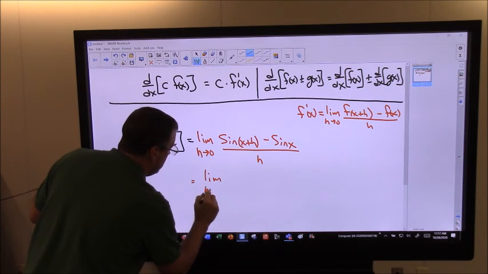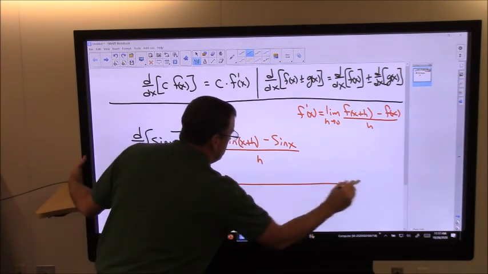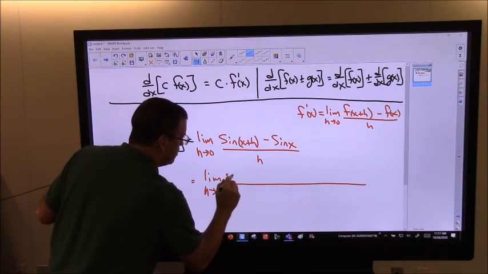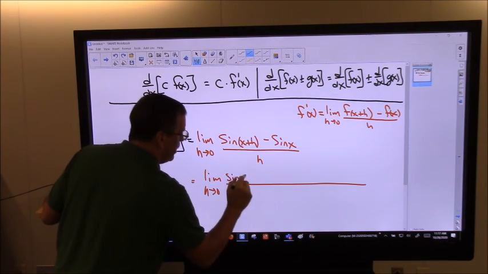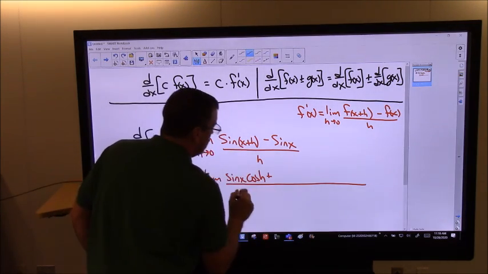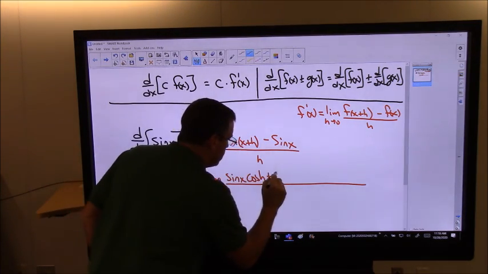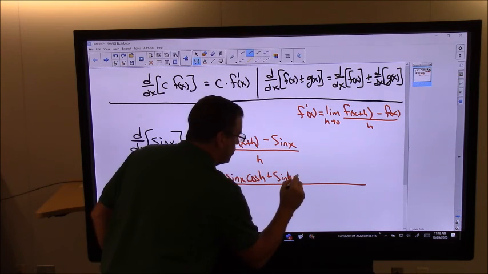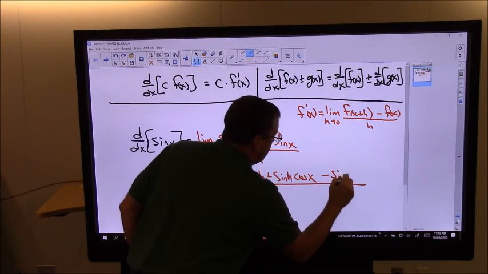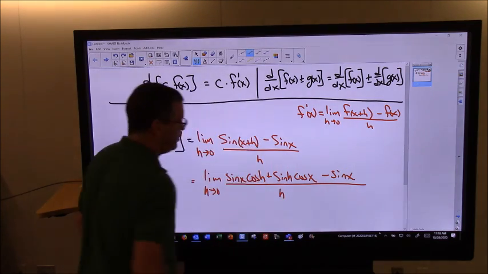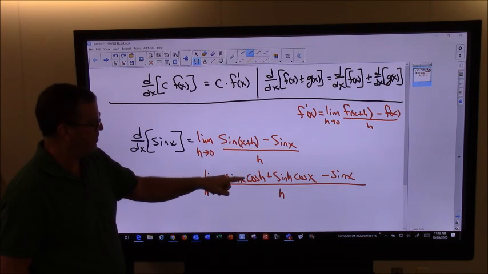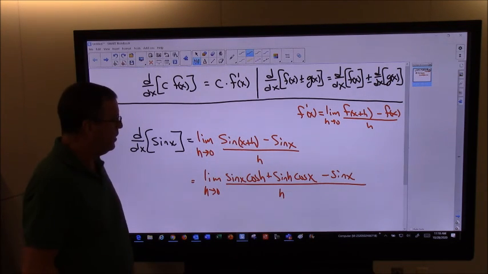The limit as h approaches 0, when I'm adding 2 angles together, I have to do sine of the first, cosine of the second, plus switch those 2 angles. So I get sine of h cosine of x minus sine of x all over h. I have to make sure I expand this with the sum and difference rule.